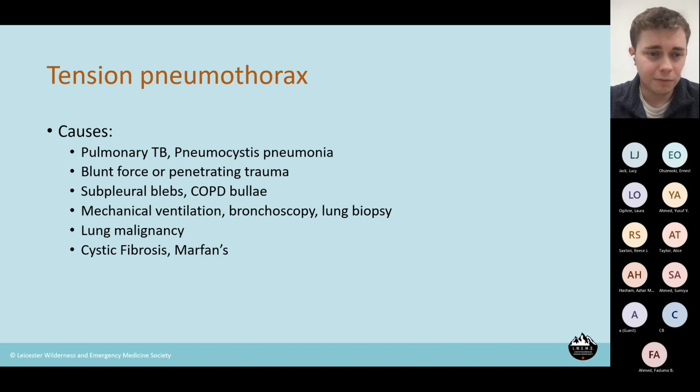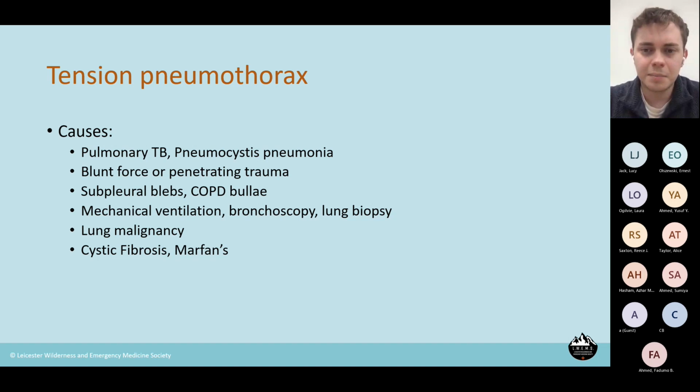Traumatic causes, either blunt or penetrating trauma. So you can either get blunt trauma causing a rupture of blebs or bullae that are already there, or a penetrating chest wound, which creates the external valve mechanism. You can get things like these subpleural blebs or COPD bullae. Bullae are air-filled cavities that replace the normal alveolar structure in emphysema as part of COPD.